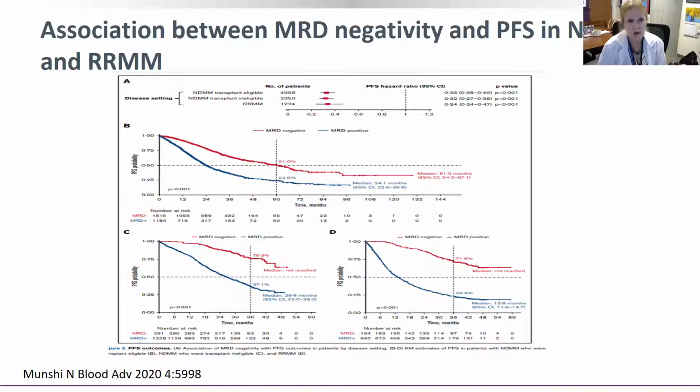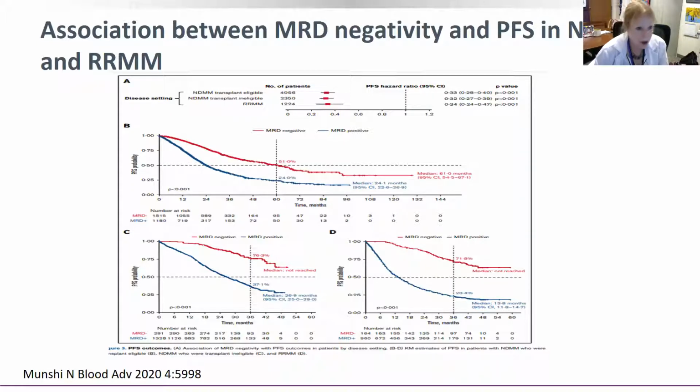And this is data where they took over 8,000 patients from all sorts of different studies, over 90 studies, put it all together and tried to draw some conclusions. And they basically looked at people who were getting a transplant, people not getting a transplant, and people who had relapsed myeloma who were going on trials. And in every case, they found an advantage in terms of this progression-free survival if you were MRD negative.